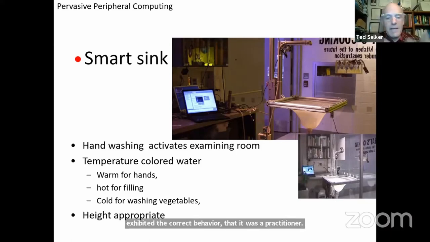It also did things like if you put a pot under the sink, it'd put in hot water. If you put vegetables under it, it'd put cold water. If you put your hands under it, it would make warm water to wash them. So it was trying to be context aware, but using these extra sensors to change the way that this environment acts towards you.